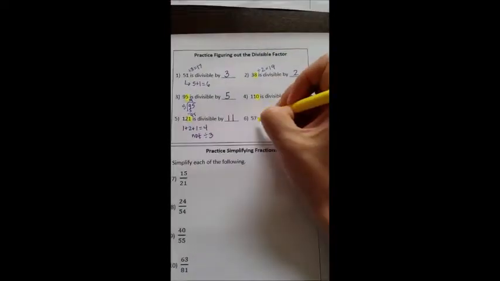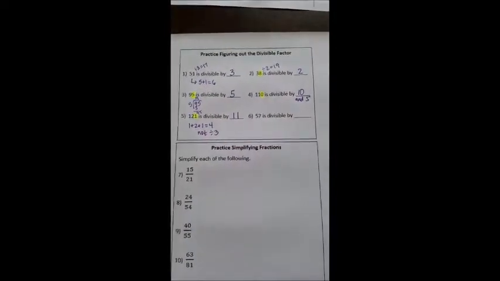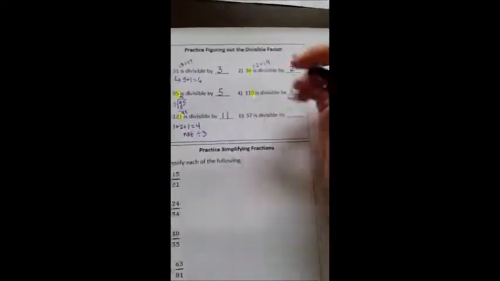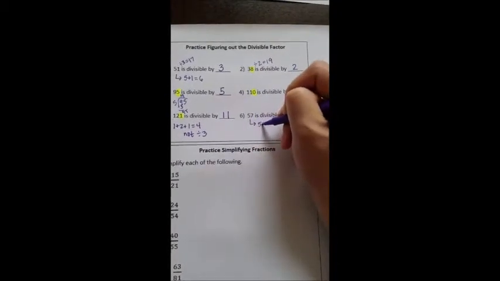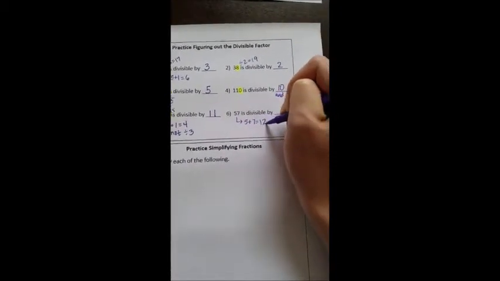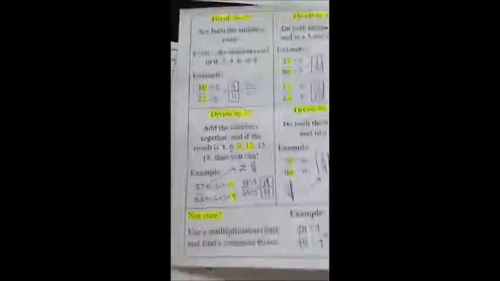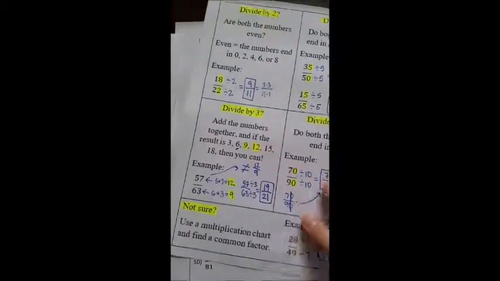And then 57 doesn't end in 2, 5, or 0. So we're going to do a check to see if it is divisible by 3. 5 plus 7 is 12, and if you check the list, yep, 12 is divisible by 3. Therefore, it is divisible by 3.